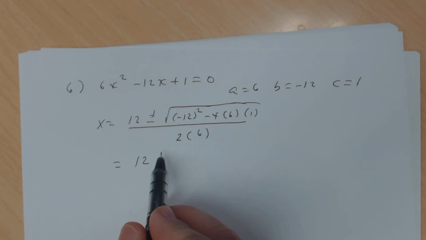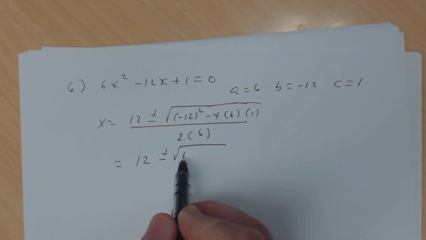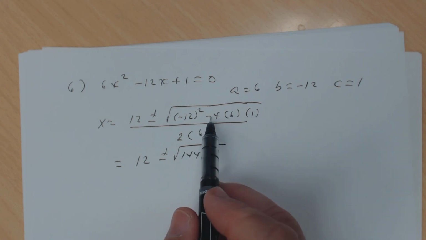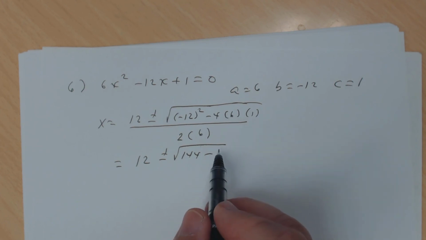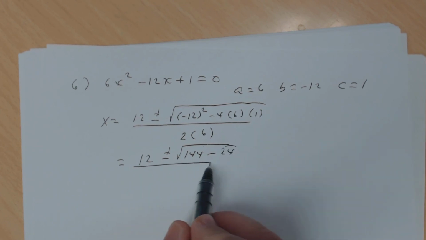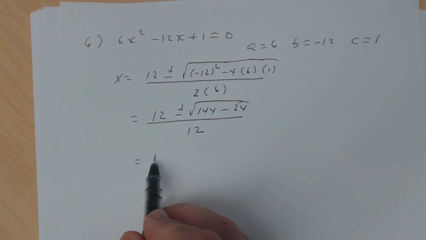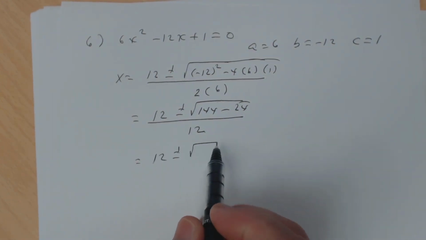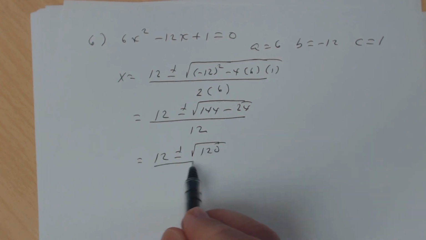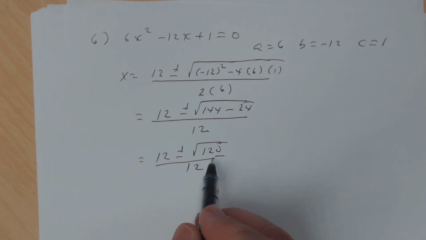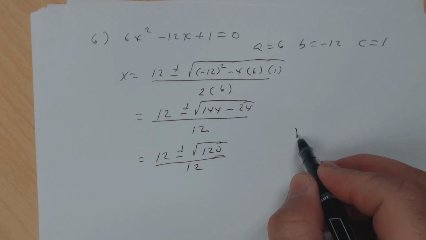So I get 12 plus or minus the square root of, all right, negative 12 squared is 144. A negative times a positive is a negative, so you'll be subtracting. 4 times 6 is 24, all over 12. So I get 12 plus or minus the square root of, all right, 144 minus 24 is 120, over 12. All right, now let's think about simplifying the square root of 120. Let's do that first. So square root of 120.